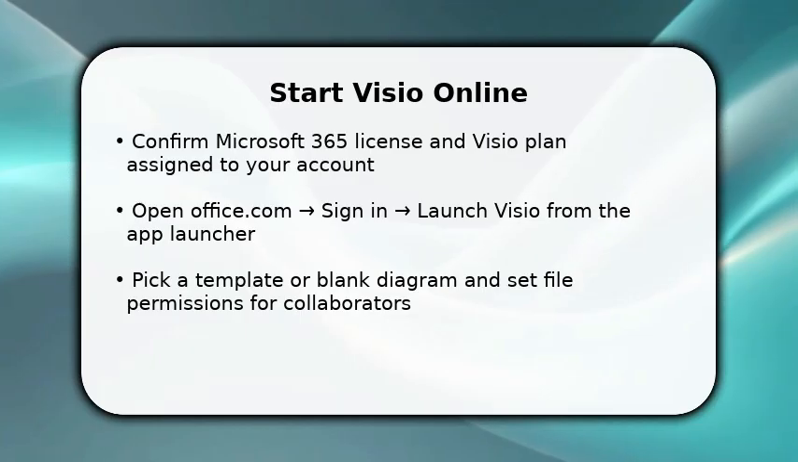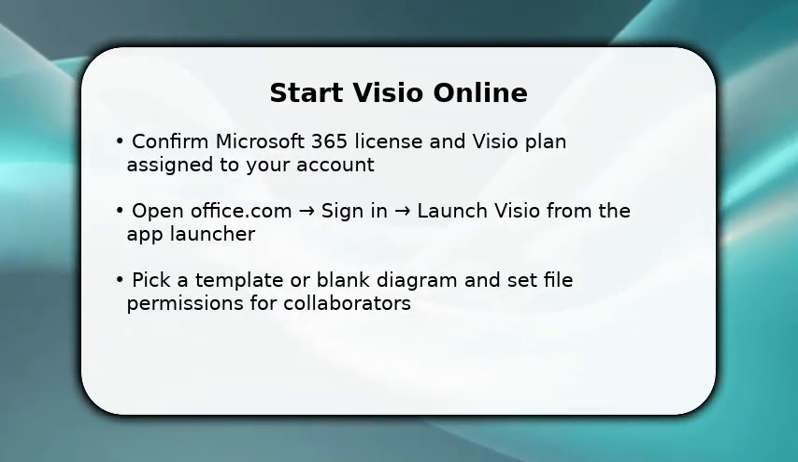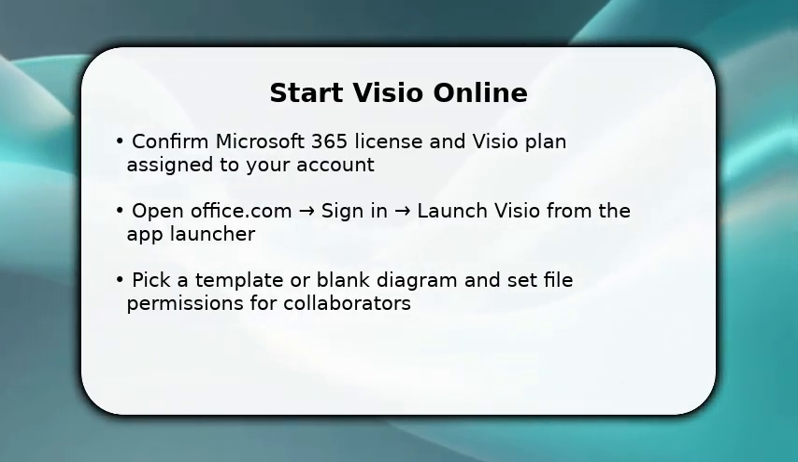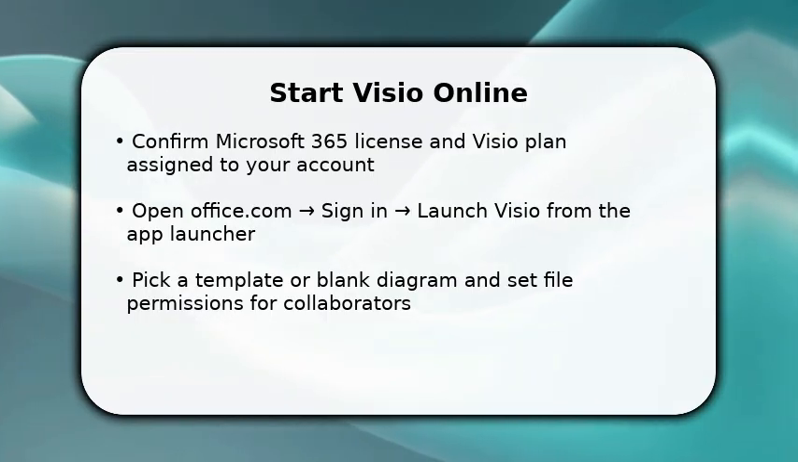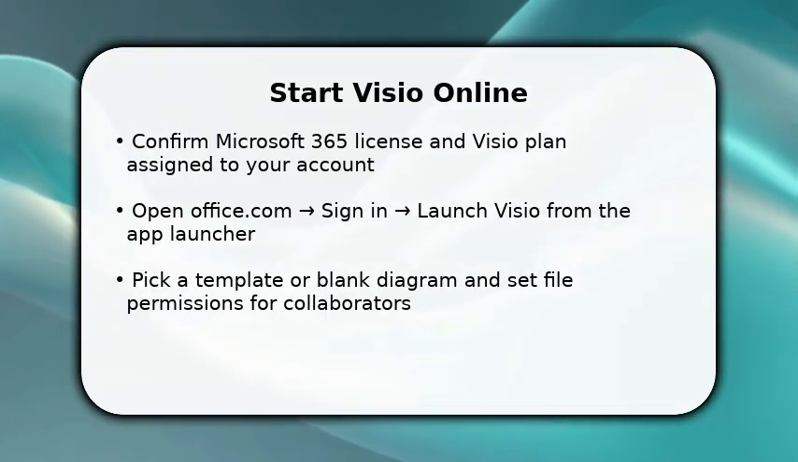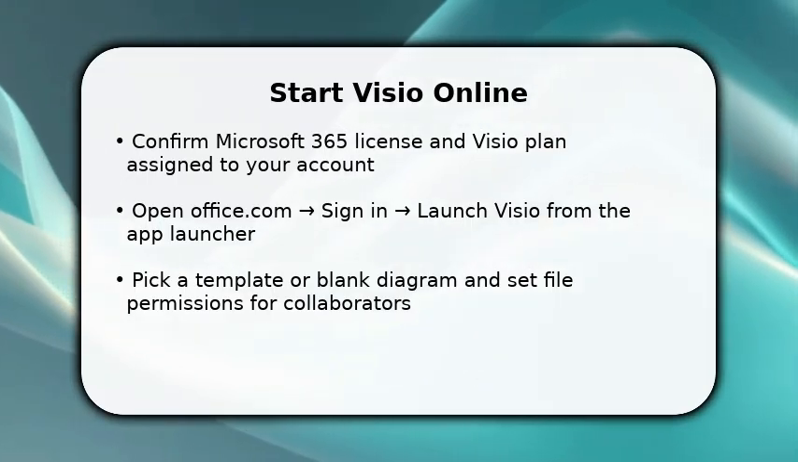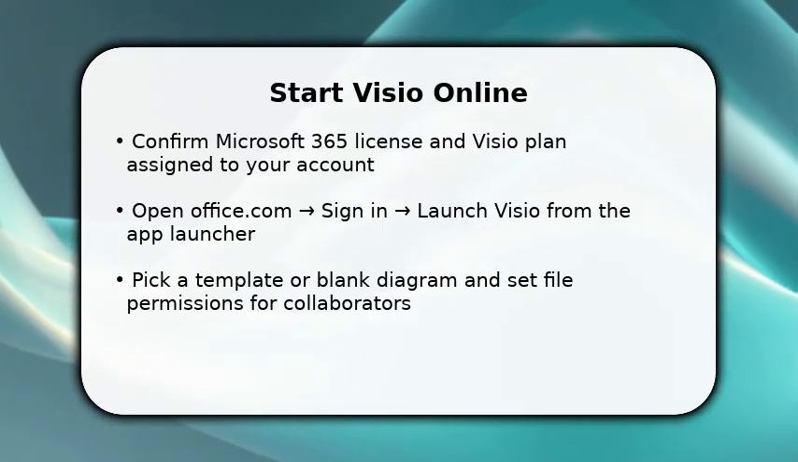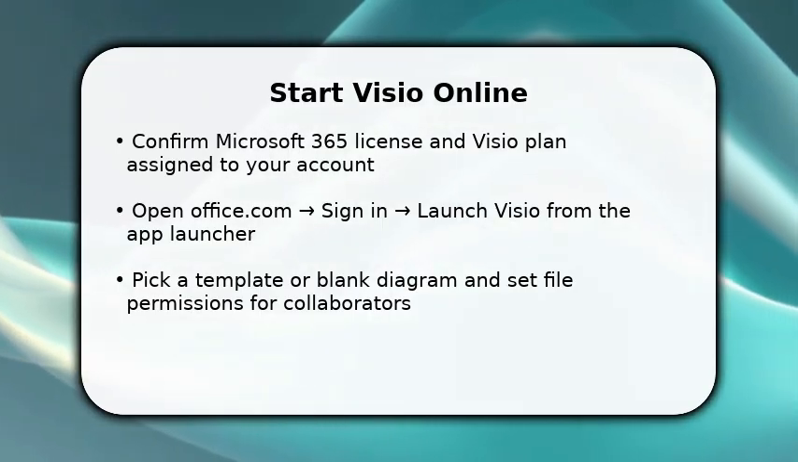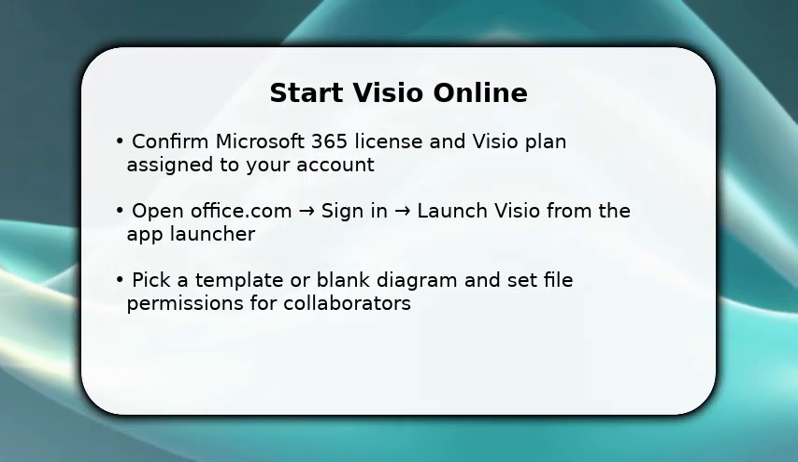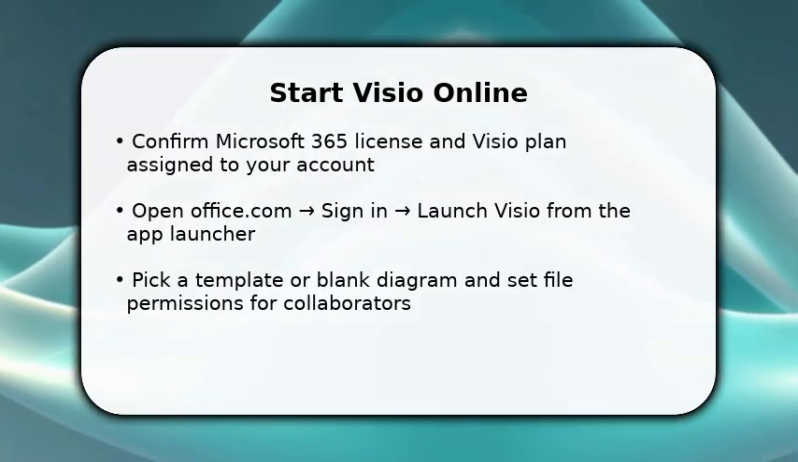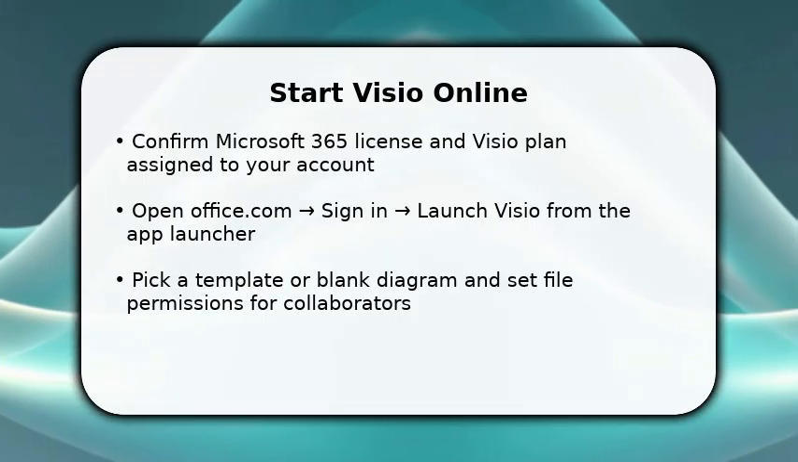You need an active Microsoft 365 account with Visio access, once signed in at Office. Open Visio from the app launcher and choose a template to begin. Make sure you set sharing permissions now so others can view or edit. This first step gets the file and collaboration context right. It prevents permission delays later and lets you start placing shapes immediately.